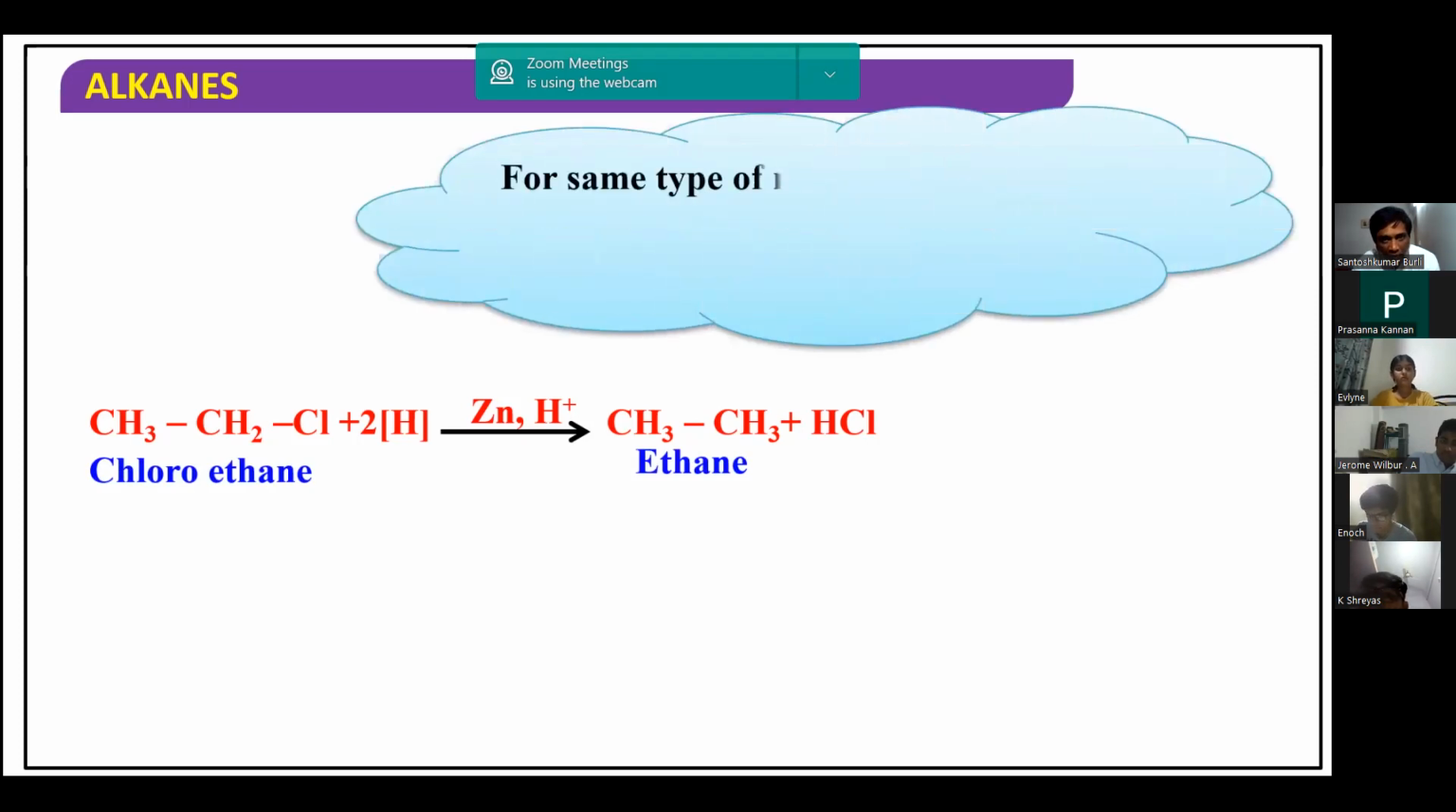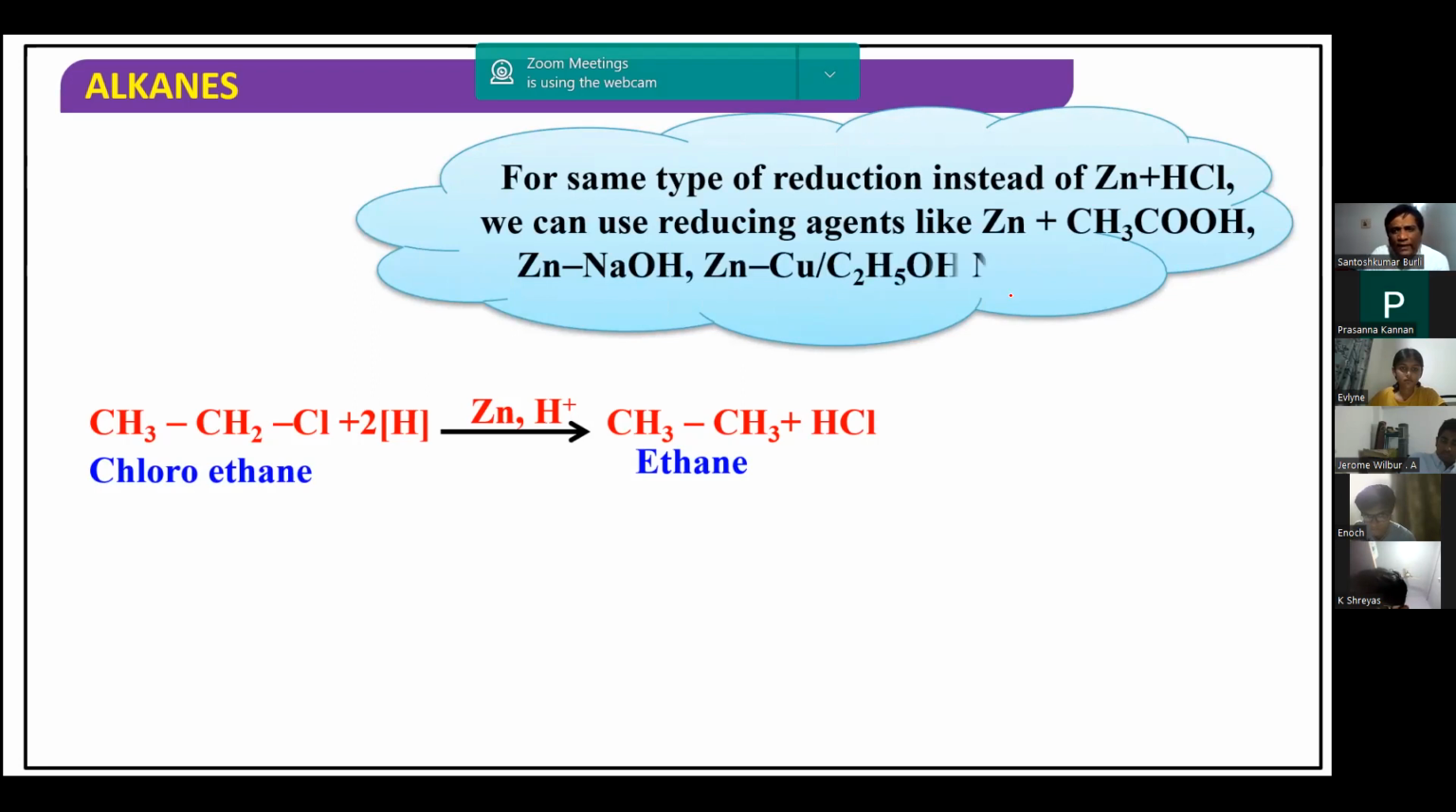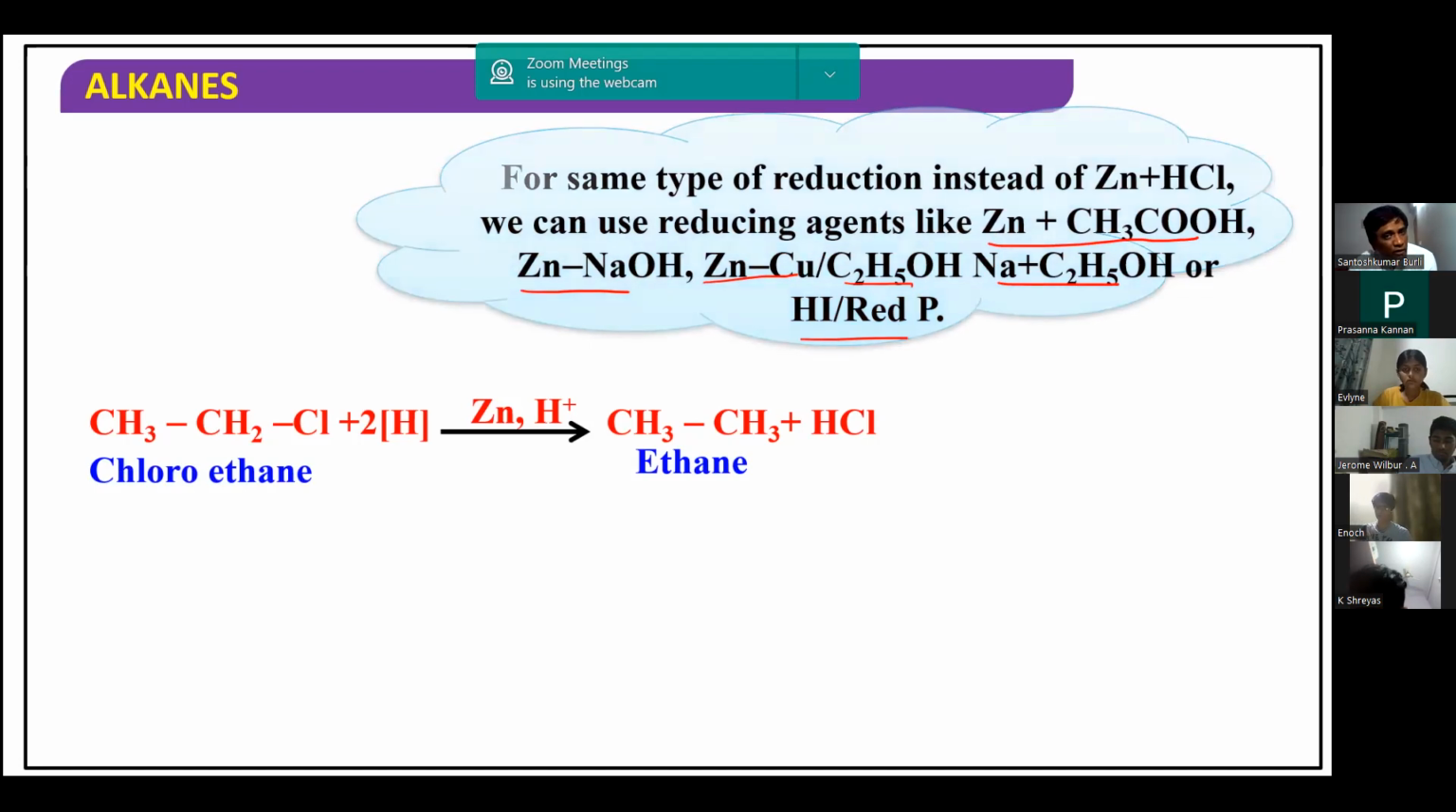Chloroethane, we get ethane. So apart from zinc HCl, we can also use other reducing agents like zinc acetic acid, zinc NaOH, zinc copper couple with ethanol. All these release hydrogen. HI red phosphorus. All these are going to release hydrogen for the reduction process. That's why we can use other reducing agents also for this reduction of alkyl halides to alkanes. Any doubt in this?